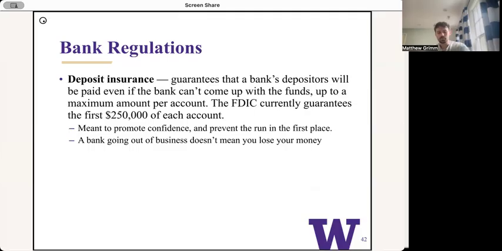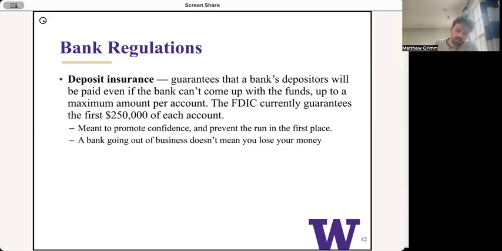Let's talk about deposit insurance. This guarantees that a bank's depositor will be paid even if the bank cannot come up with the funds, up to a maximum amount per account. The FDIC currently guarantees the first $250,000 of each account. So this promotes confidence, prevents the run in the first place, and a bank going out of business doesn't mean you lose your money, most importantly.